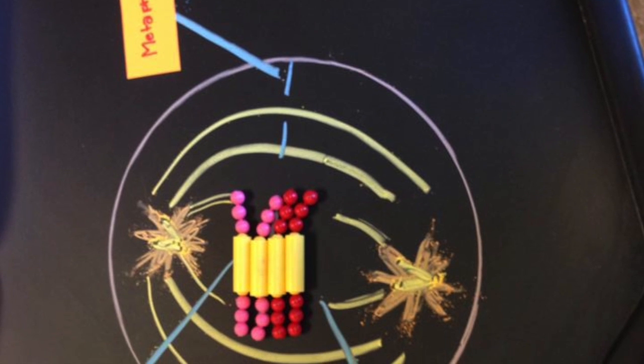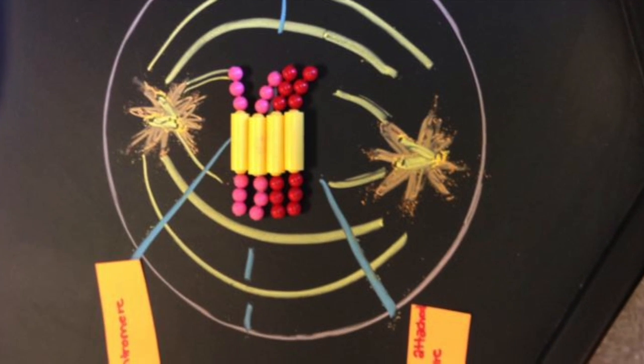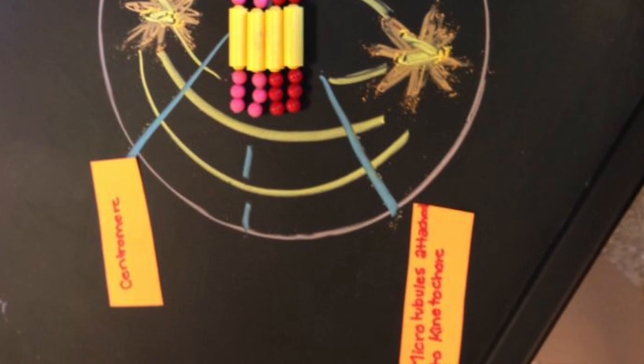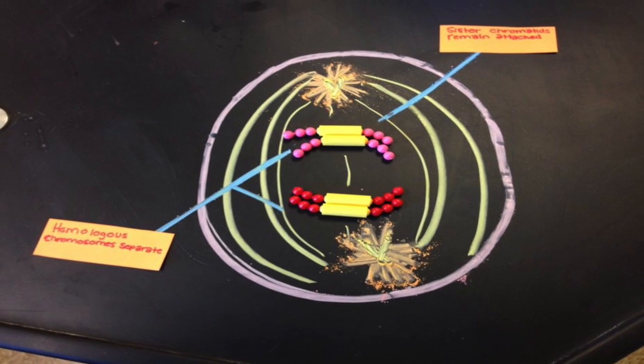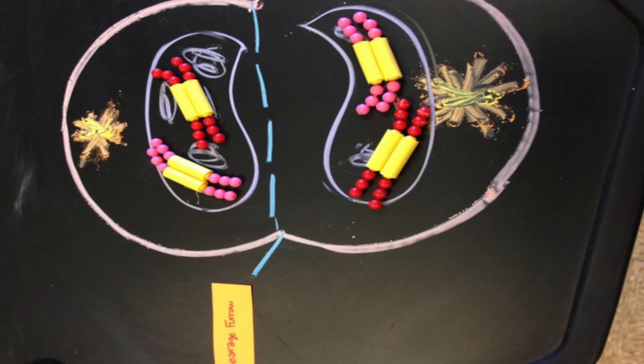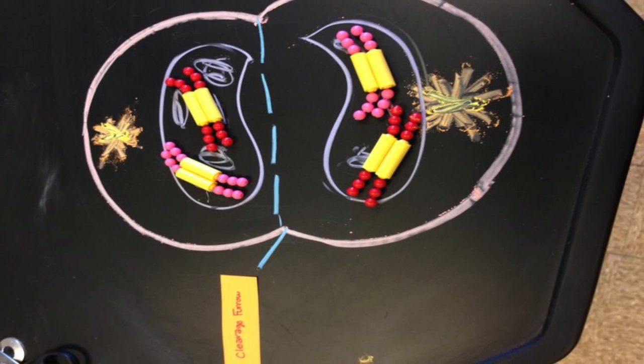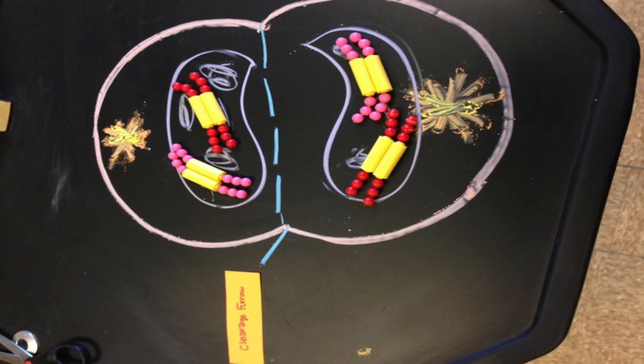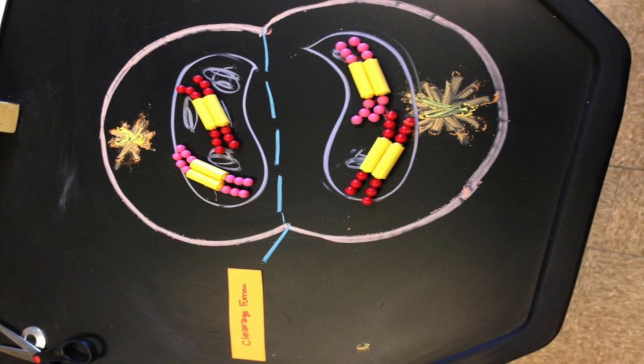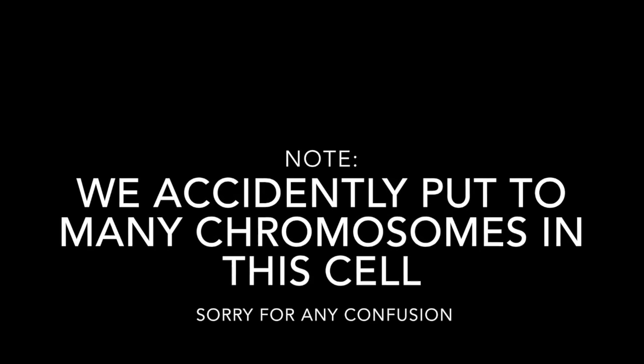In metaphase 1, pairs of homologous chromosomes are aligned on the metaphase plate, with one chromosome in each pair facing each pole. Next is anaphase 1, where homologs separate and move toward opposite poles. Next, in telophase 1, each half of the cell has a complete set of replicated chromosomes. And cytokinesis occurs during telophase 1, forming two haploid daughter cells.